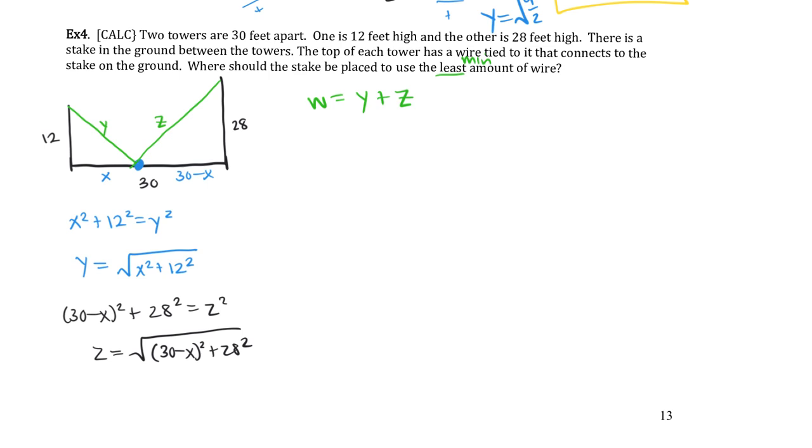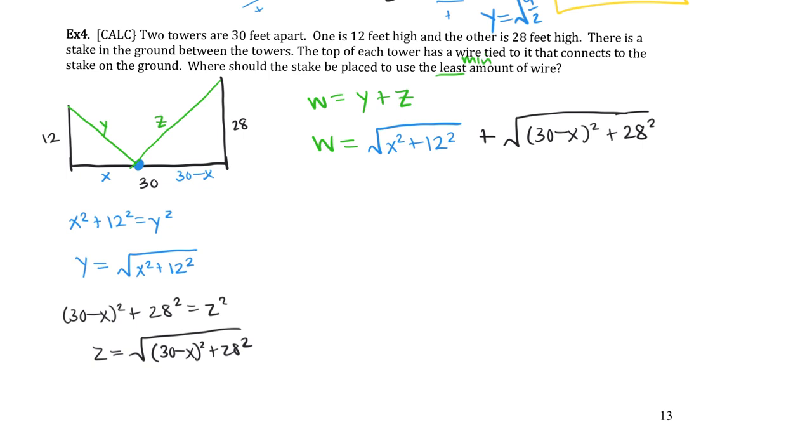Now let me rewrite my equation in terms of X. For Y, I have the square root of X squared plus 12 squared. And for Z, I have the square root of (30 minus X) squared plus 28 squared. Now that I have the equation for W, I want to find W prime. This is calculator active, but most of your calculators are not going to find W prime for you. A couple of your calculators might.